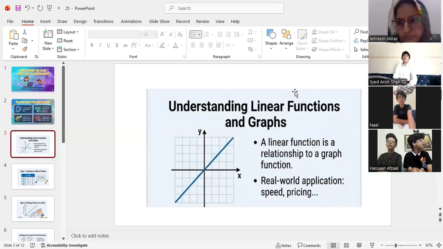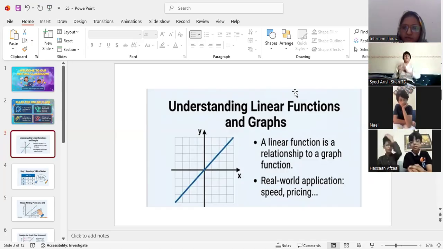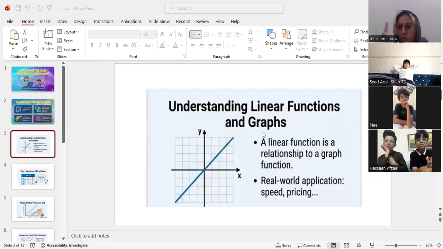If I'm saying the rate of change is constant, then we are actually talking about linear functions. Clear? If I'm talking about a rate of change which is constant, I'm talking about the linear function. Linear function means that the highest power of the variable x will be 1. If the variable x has more than 1 power, then the function is not linear, it will be quadratic.